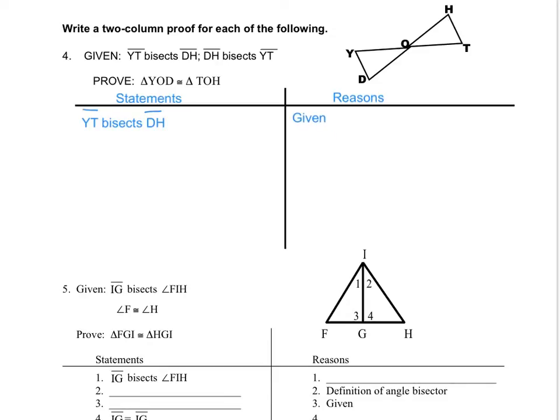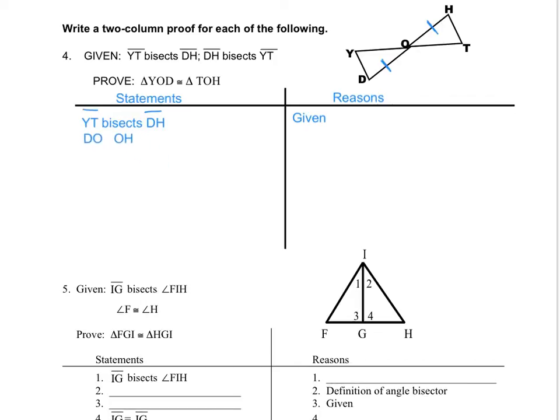Okay, after you're given a piece of information, you need to label it. Okay, so YT bisects DH. So it's telling you that YT is going to bisect or cut in half DH. If it's going to cut it in half, that means it's going to give it 2 equal parts. So that means DH is going to be cut in half into 2 equal parts. Okay, so whatever you label is your next statement. So I just labeled that DO is congruent to OH.